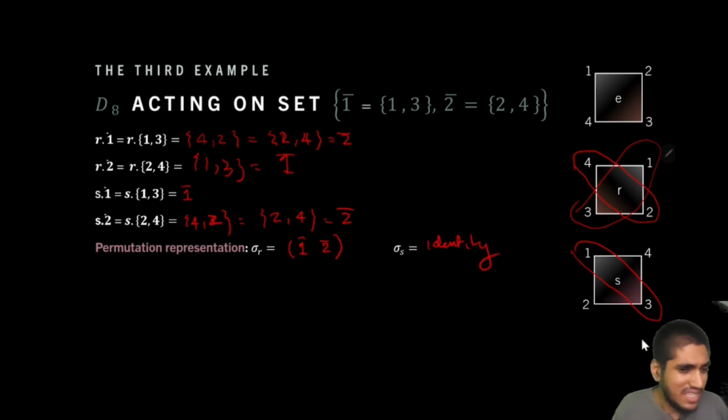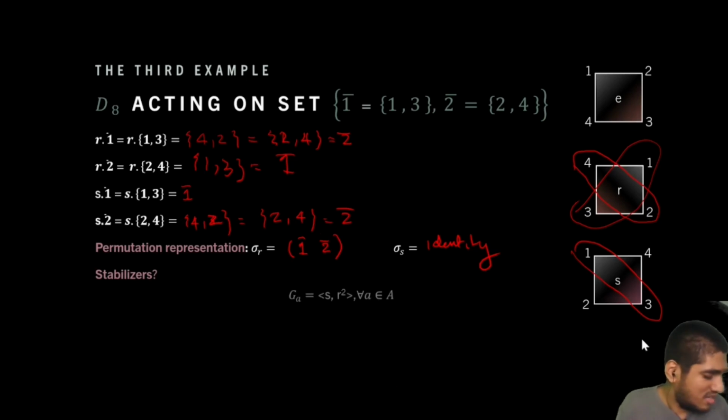What about the stabilizers? I am not going to give you the answer. I'll tell you how though. Pick each A in A, 1 bar and 2 bar. Find the element in D8 for which G dot A is equal to A. Don't tell anyone that I gave you the answer for this one too. GA is equal to S comma R square for all A belongs to A.